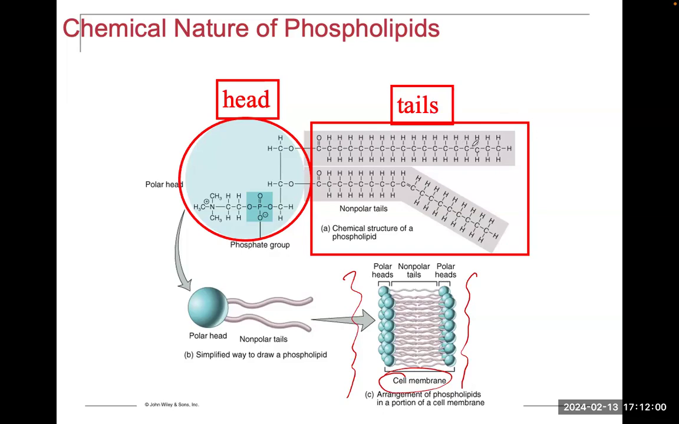Again, you can see saturated fat, unsaturated. See the bend? This gives the cell membrane some flexibility. This gives it a strong structure.